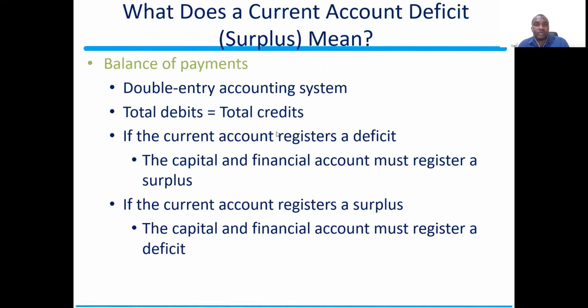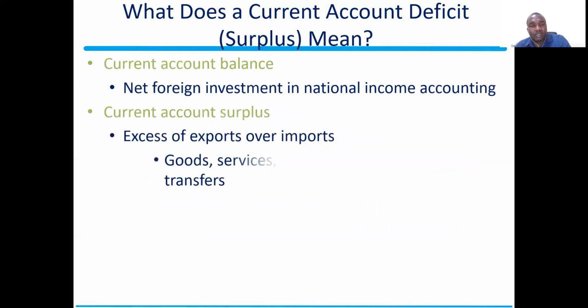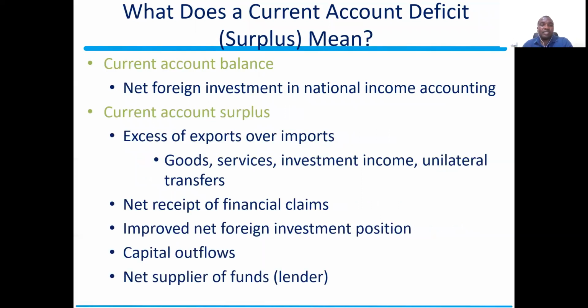And then what does a current account deficit or surplus mean? We know that total debits are equal to total credits because of the double entry system. So if the current account registers a deficit, this implies that the capital and financial account must register a surplus. If the current account registers a surplus, then there will be a deficit in the capital and financial account. The current account balance, net foreign investment in national income accounting.